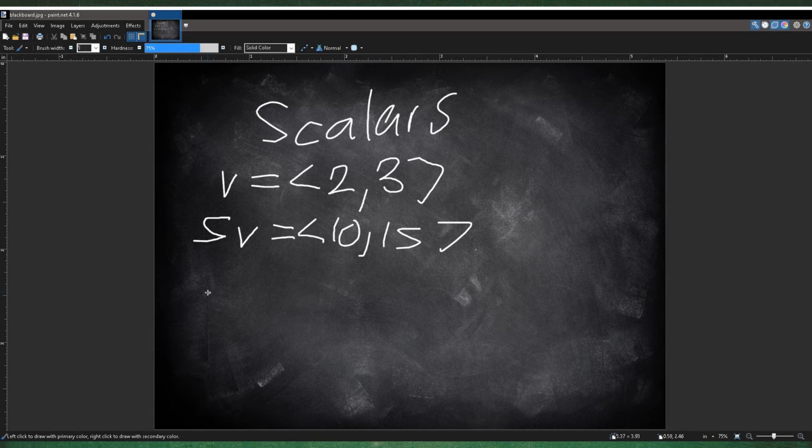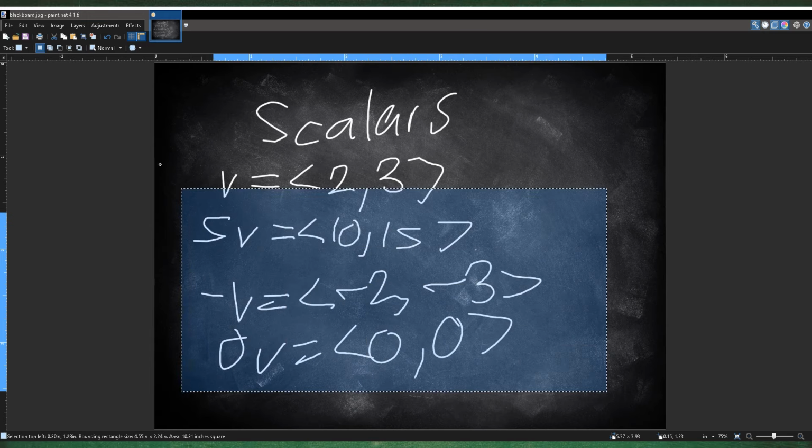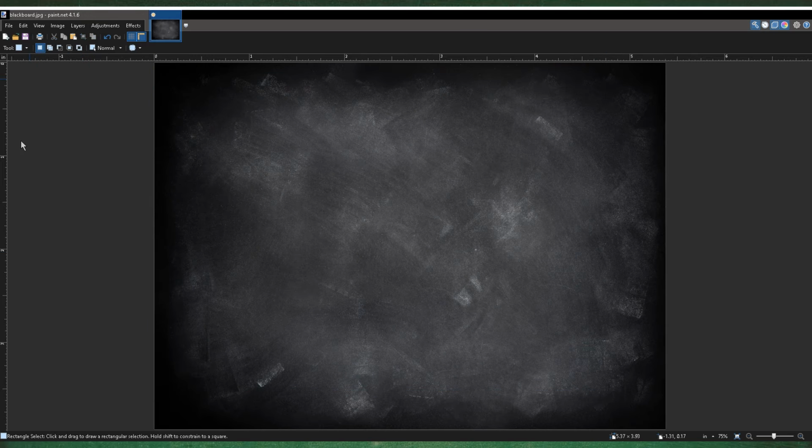If you have negative v, you just have negative 1 times 2, which is negative 2, and negative 1 times 3, which is negative 3. Or you have 0v, which is 2 times 0, which is 0, and 3 times 0, which is 0. So that's why 0v is just 0. So that's basically scalars. It's self-explanatory. A lot of these rules are really self-explanatory. If you think they're basic, then they probably are.